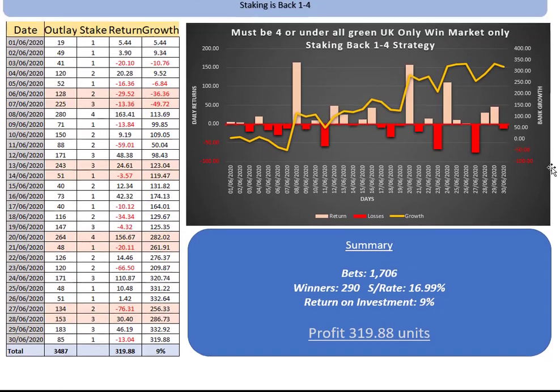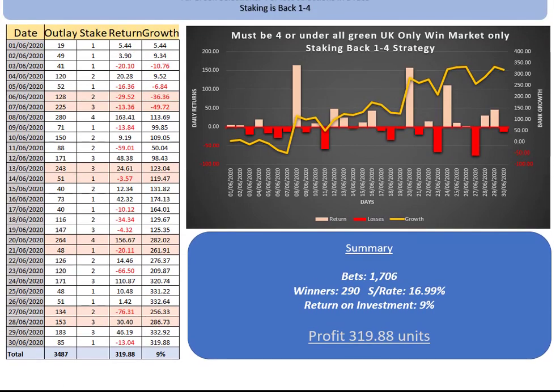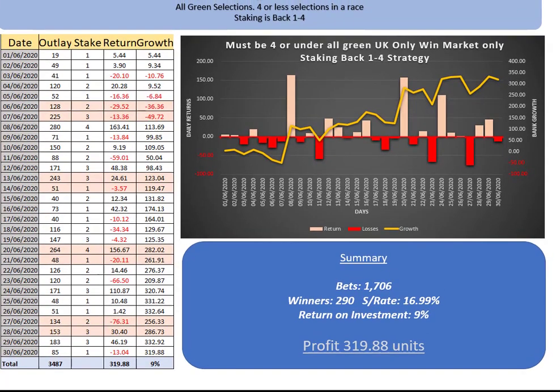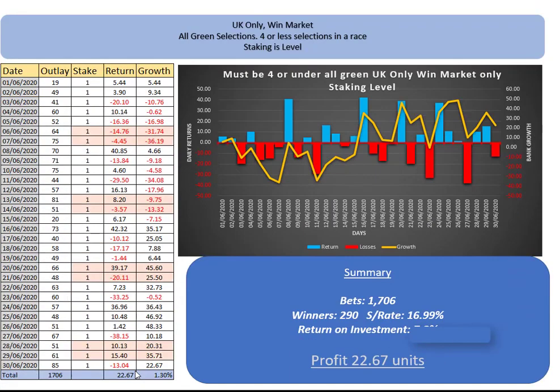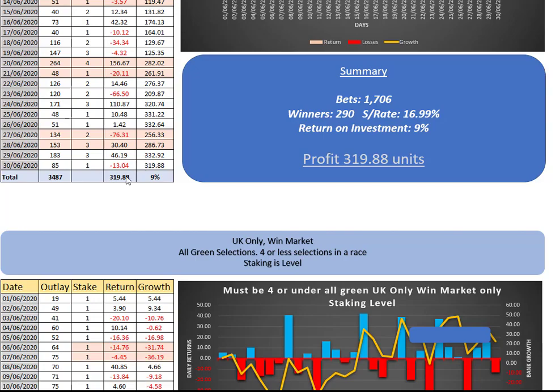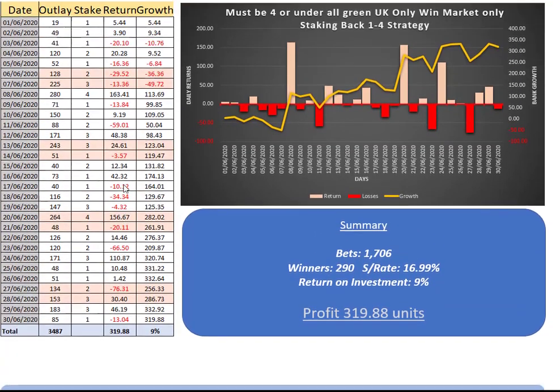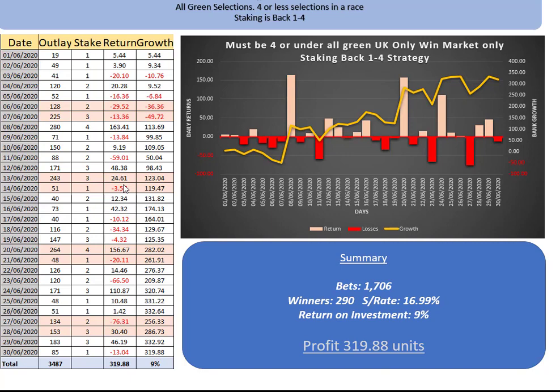So if we just scroll up, here's our staking plan. Now the interesting thing with the staking plan is, if we look at the staking plan here, we make 9% profit, so we make £319 profit as opposed to £22 here, and we spend double. So we spend double the amount of money, but our profit doesn't just double, it skyrockets. It goes up to 319.